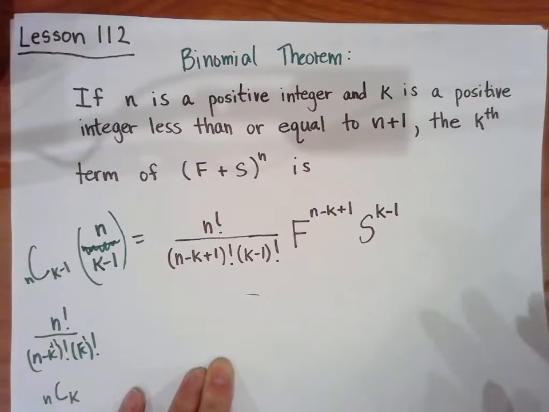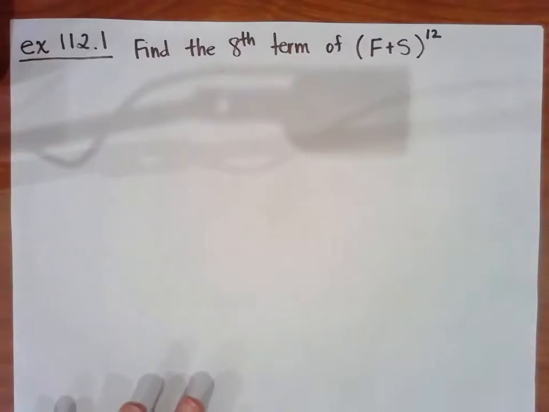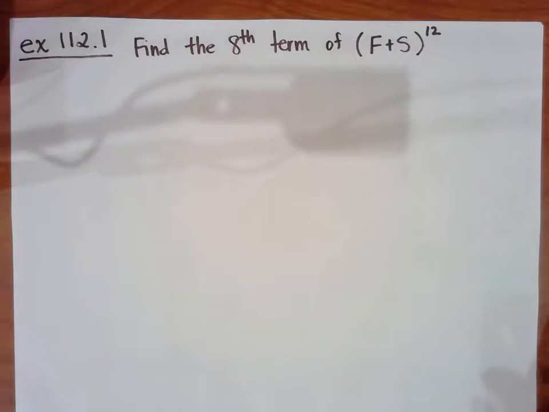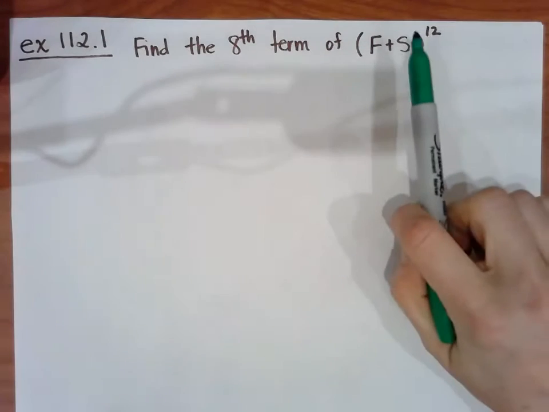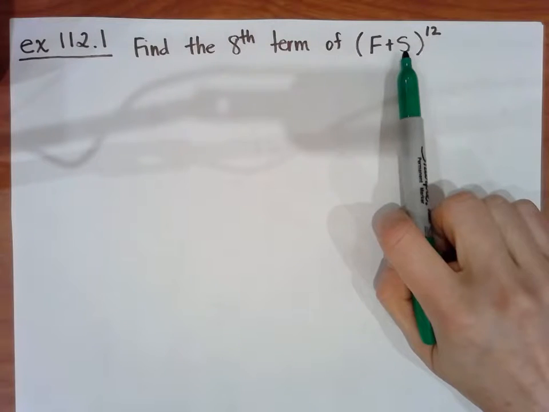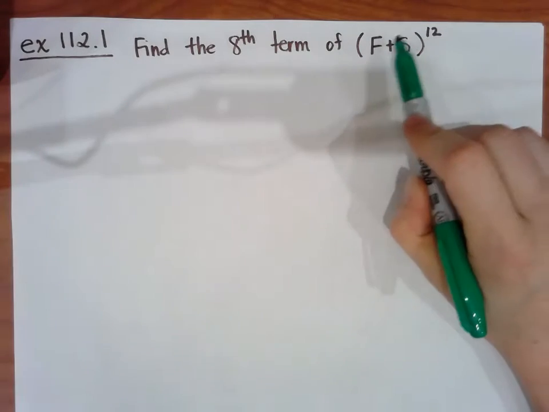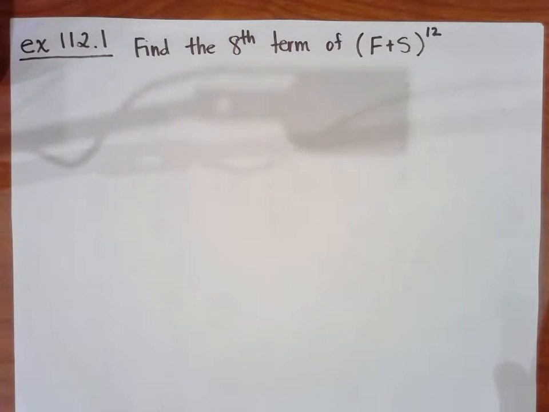So let's go ahead and work some examples, and they should be straightforward because you've been doing these. We want the 8th term of f plus s to the 12th power. To get the 8th term, I think it's easier to figure out what the exponent on the s would be, because once we figure that out, we just figure out what we need to add to that exponent to get to 12, and that's what we put on f.